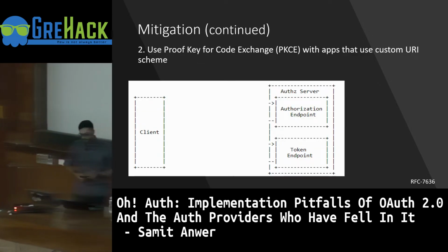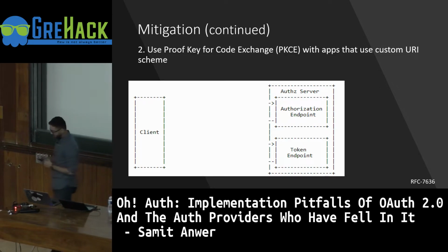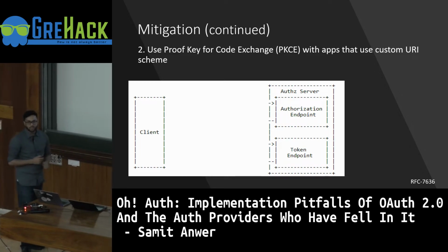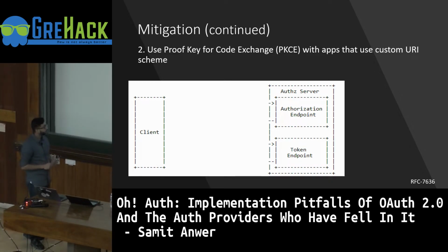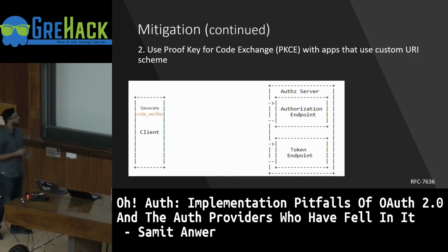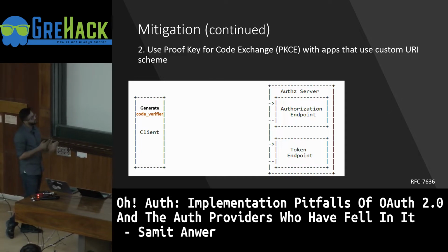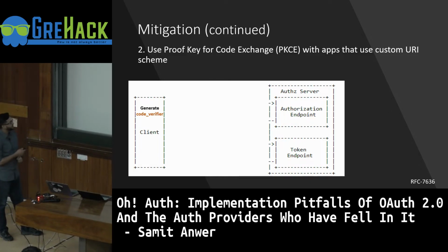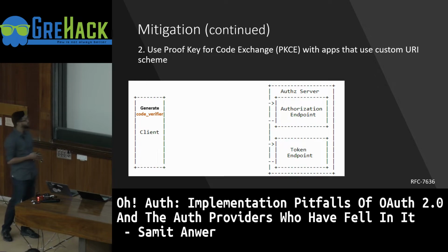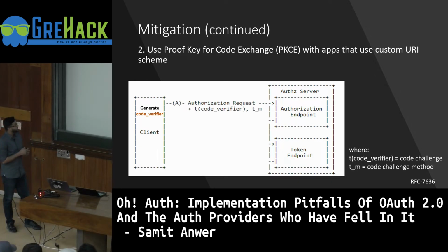But if you're still using some legacy apps and you have a lot of custom URI schemes being used, then what you can do is use proof key for code exchange, also known as PKCE. It adds some elements to the typical OAuth flow. If you go through the RFC, you'll notice that there's a code verifier that needs to be generated by the client, which is nothing but a pseudo-random alphanumeric value. And the hash of the code verifier needs to be sent along with the authorization request, along with the hash method.